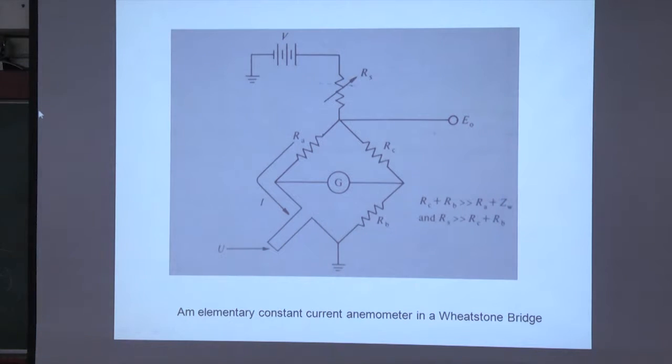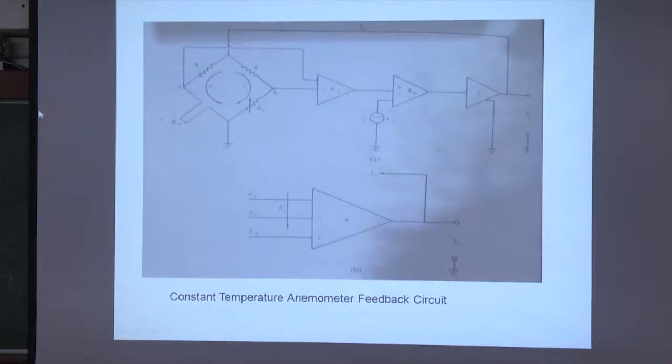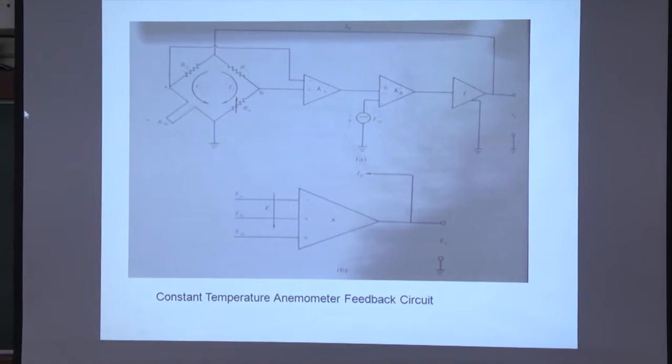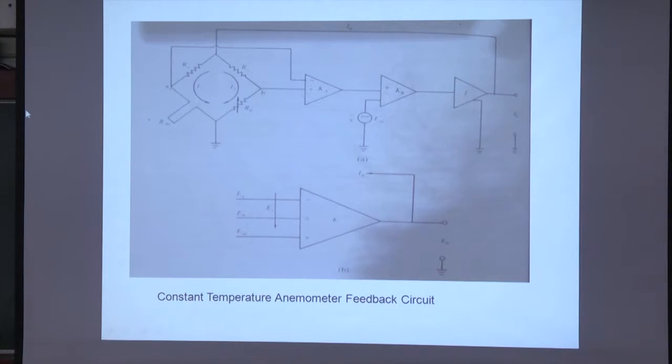That's the problem here. However, if you have this constant temperature circuit, which I won't go into the details of, the key point to note here is that there's a feedback circuit there. As a result, it's able to correct its operational point, adjusting its time constant dynamically. That's the key.